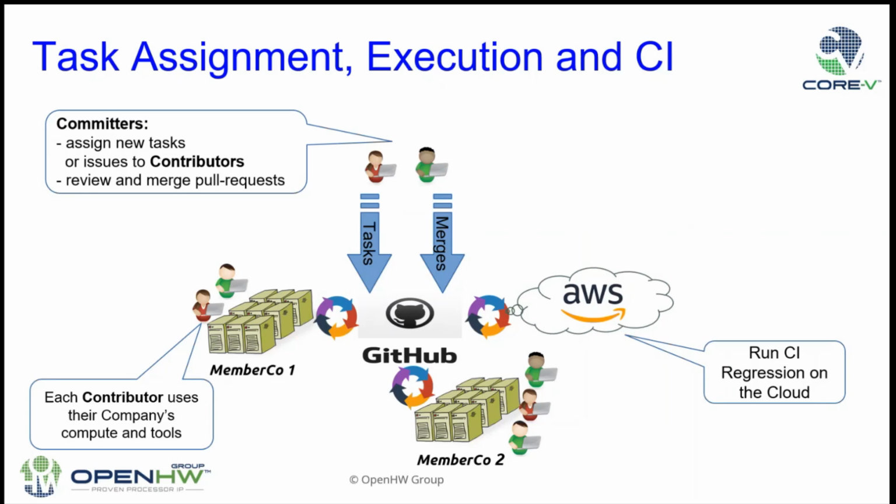Not all of our cores are run on that. Some of our regressions are run on premise from some of our members. But anyway, wherever it's run, the CI is kicked off, and the committers will get a notification that something needs to be looked at. If it passes CI, if it passes the review by the human committer, it gets merged in, and now it's part of the code base in GitHub, and the cycle just continues until we get done. I'll talk about done in a bit.